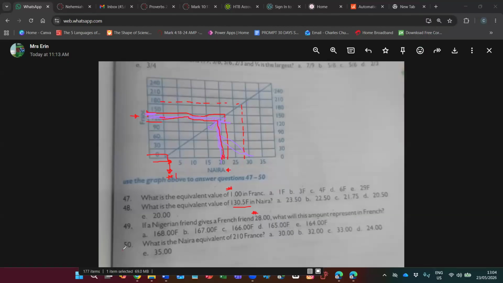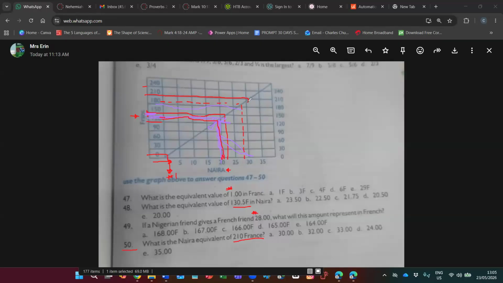Okay, let's look at the last one. What is the naira equivalent of 210 francs? Thank God 210 is there on the graph exactly. So go and look for 210 francs and trace it. Now, is it this one or this one? I don't even know. We'll check both of them. So trace 210 all the way to this axis and trace it downward.